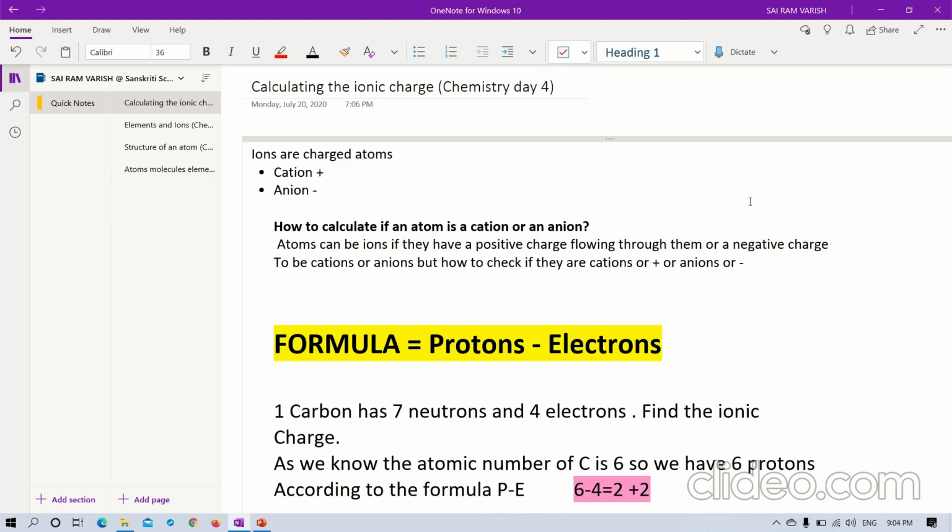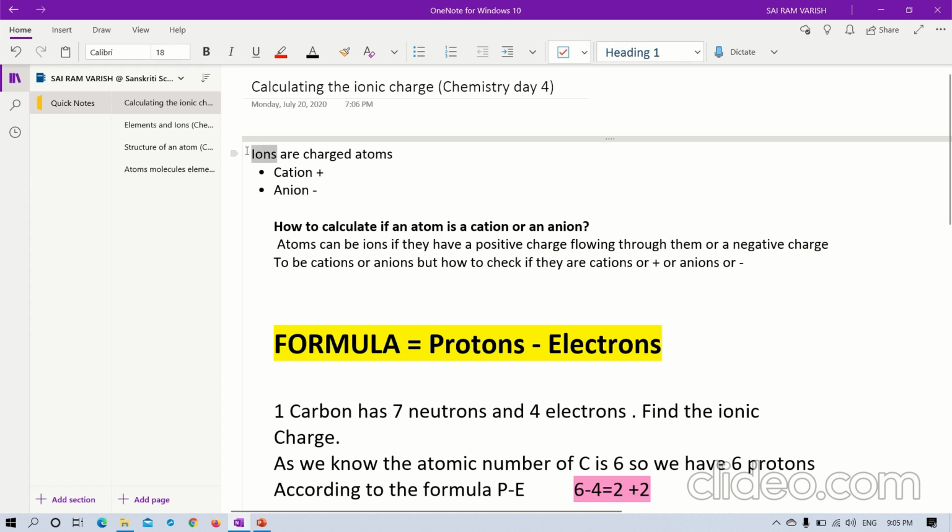In today's video we would be talking about how to calculate the ionic charge of an atom. In our previous videos we talked about what an atom is and the basic structure of an atom, then what an element is and what the periodic table of elements is, and then what molecules and compounds are, and we gave an introduction to ions.